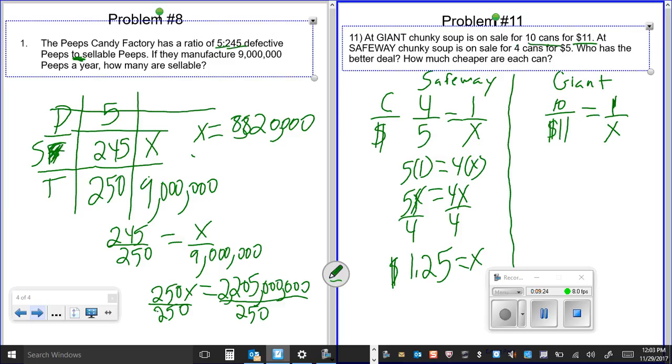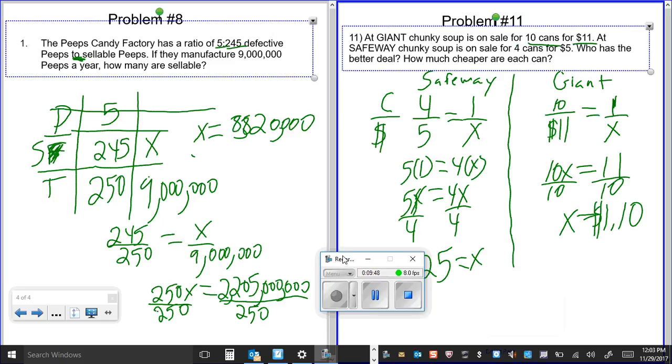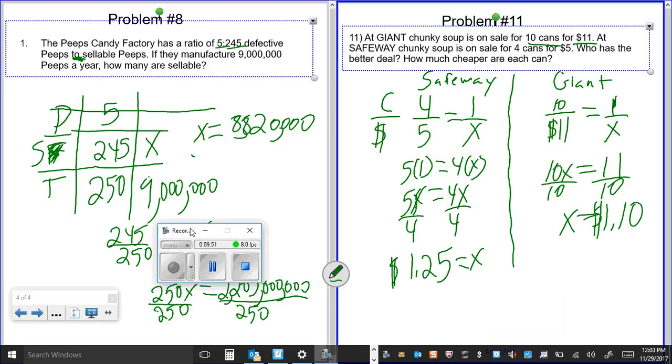We come over here and cross multiply, and we get 10X is equal to 11, and we divide each side by 10. X is equal to 11 divided by 10, and you get $1.10. So which is cheaper? Giant is cheaper. Therefore, Giant is the better buy.